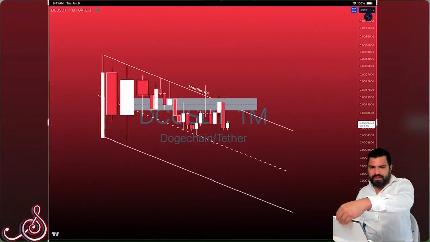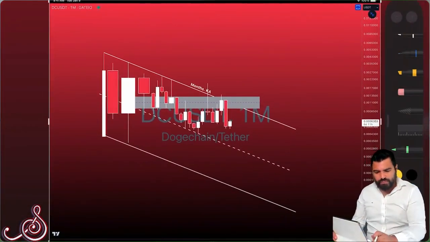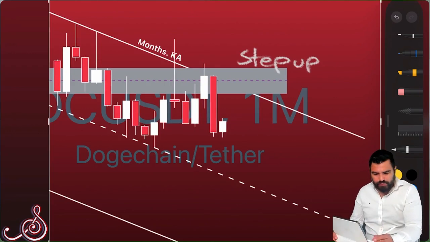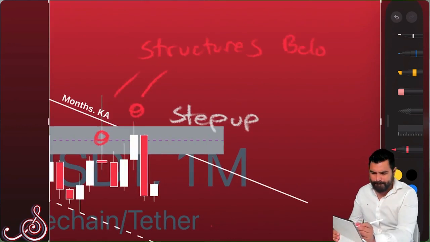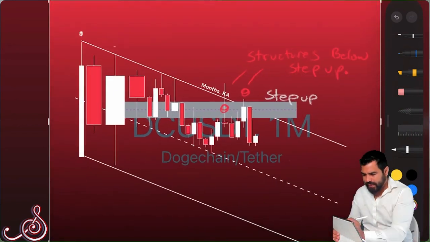I'll put some of my notes here. Step up. Structures below. Step up. Point out some verifications. Core. Wick.